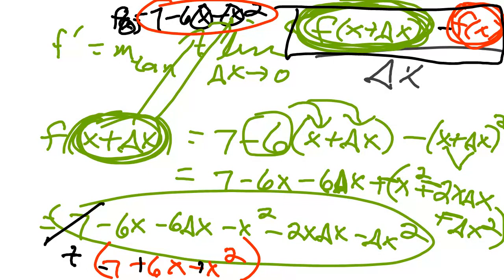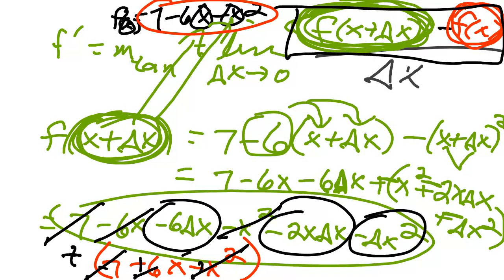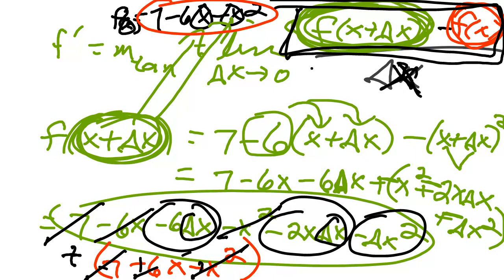So what happens is the 7's cancel, the 6x's cancel, the x squareds cancel, and I'm left with minus 6 delta x minus 2x delta x minus delta x squared, right? Yeah. Yep. That's all I have left on top. And then it's all going to be over delta x. So what I'm going to do is pull a delta x out of each term and factor it out. And this is on my key too, but I wanted to step through it together. So let me see if I can clear this and hopefully keep writing.